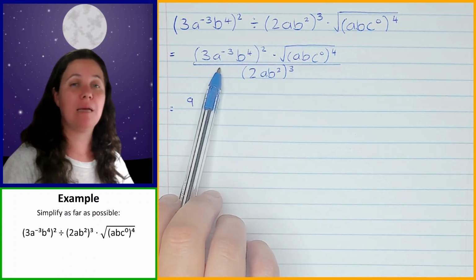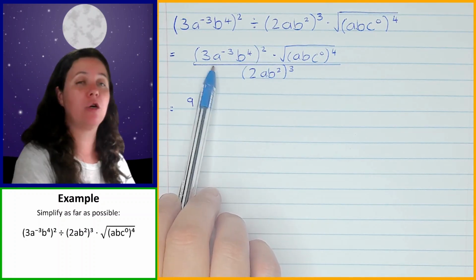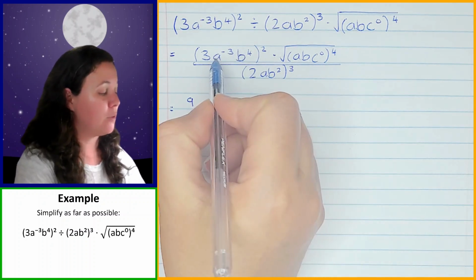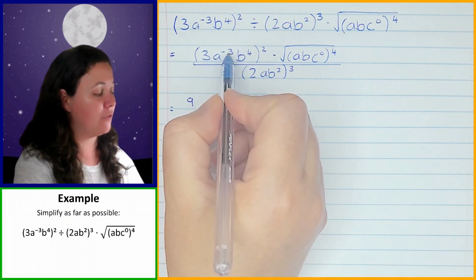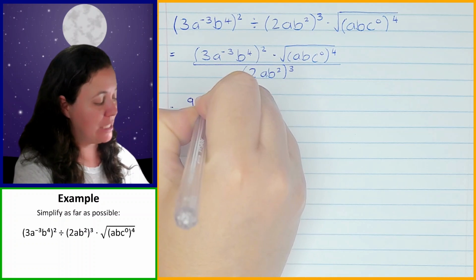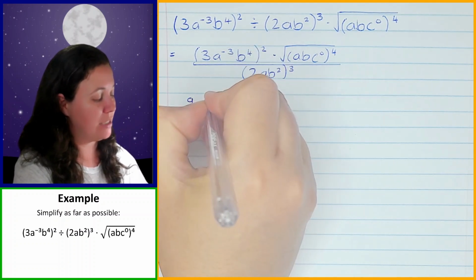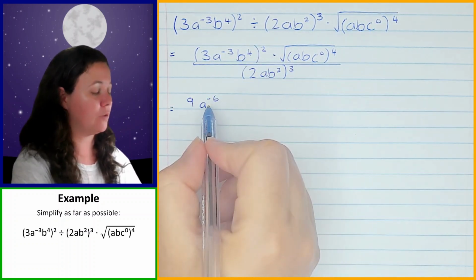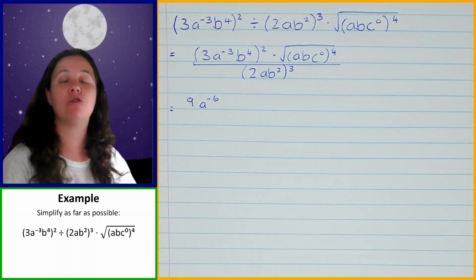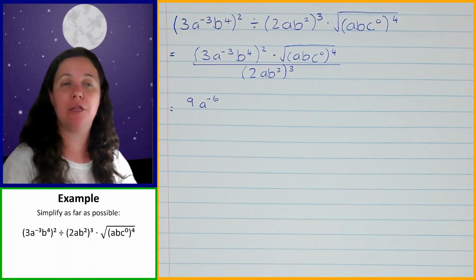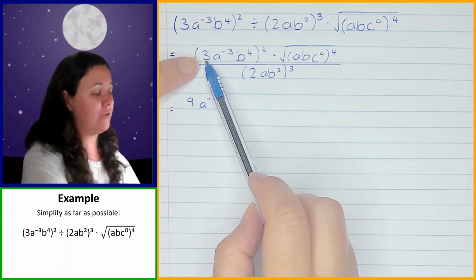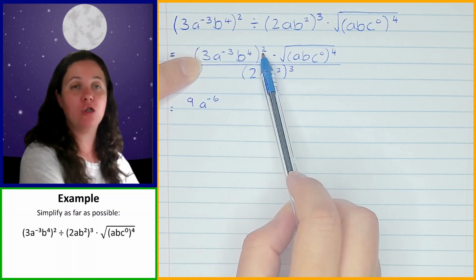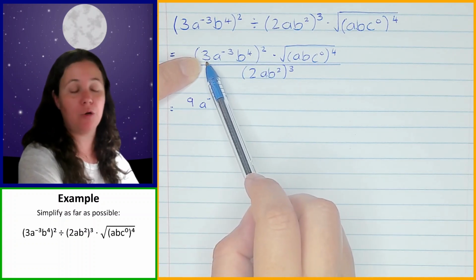I can't do the same thing with variables because I can't actually work out what they're equal to. So what I'm going to do here is a to the power of negative 3, squared, is a to the power of negative 3 times 2, which is negative 6. Remember, when we are raising a power to a power, we multiply the exponents. But please take note, over here I did not multiply the 3 by 2 because the 3 is not an exponent.